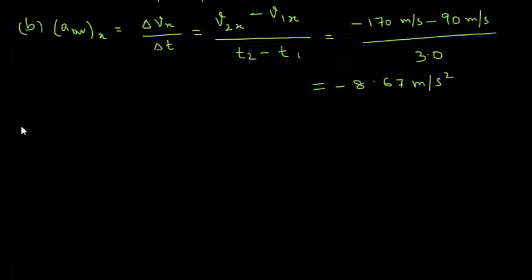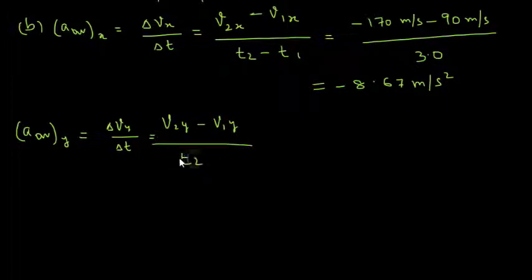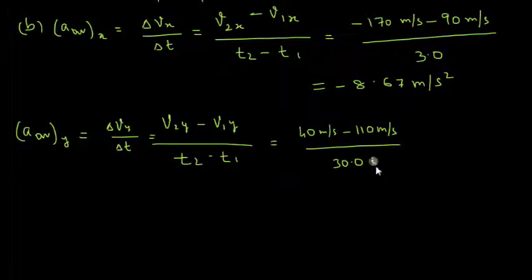Now, similarly, we have to find the average acceleration of the y component, that is delta Vy upon delta t, which is equal to V2y minus V1y upon T2 minus T1, which is equal to 40 meter per second minus 110 meter per second upon 30.0 second. Upon solving, we get 2.33 meter per second square.